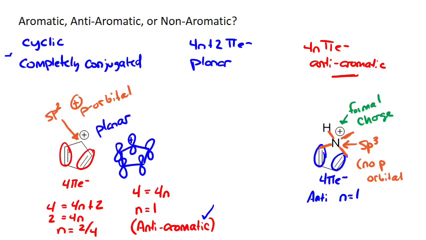So since there's no p orbital at that atom, we don't have a completely conjugated cycle. Since it's not completely conjugated, it's going to be just non-aromatic.